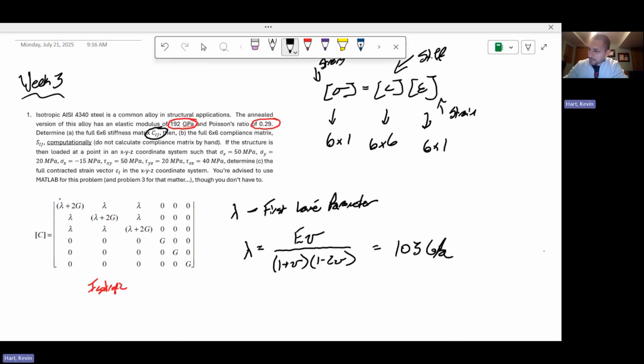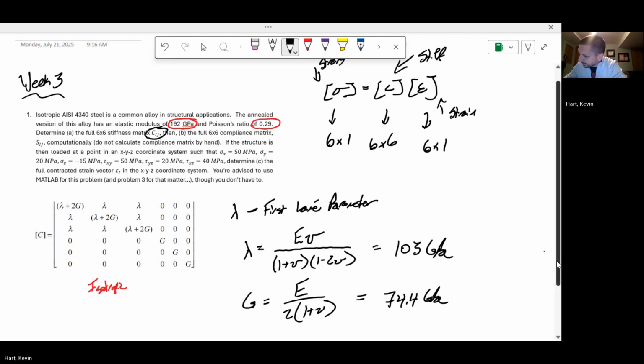Once you have the Lamé parameter, the rest of filling this out becomes quite easy. You also need the shear modulus G. For an isotropic material, the shear modulus can be calculated. You probably learned this in an elementary mechanics course as the elastic modulus over 2 times 1 plus nu. This is for all isotropic materials. Again, we're given elastic modulus and Poisson's ratio here, so you can calculate straight away what the shear modulus is, and in this case it's 74.4 GPa.